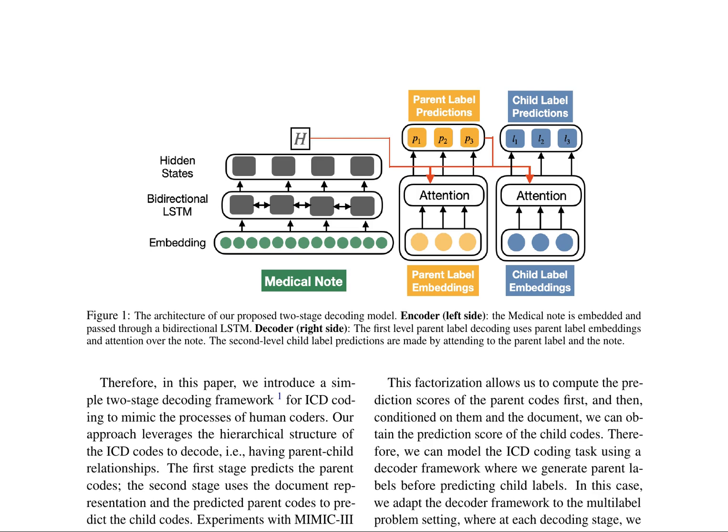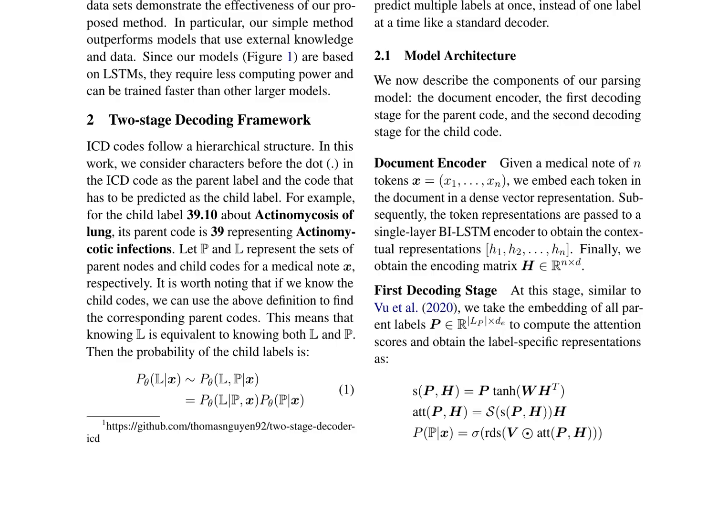This factorization allows the model to compute the prediction scores of the parent codes first and then predict the child codes, as shown in equation 1. The model architecture consists of a document encoder, a first decoding stage for parent code prediction, and a second decoding stage for child code prediction. The document encoder embeds each token in the medical note and passes the token representations to a single-layer BiLSTM encoder to obtain contextual representations. The first decoding stage computes attention scores over the parent labels and the document to obtain label-specific representations, as shown in the equations for attention scores and label probabilities.